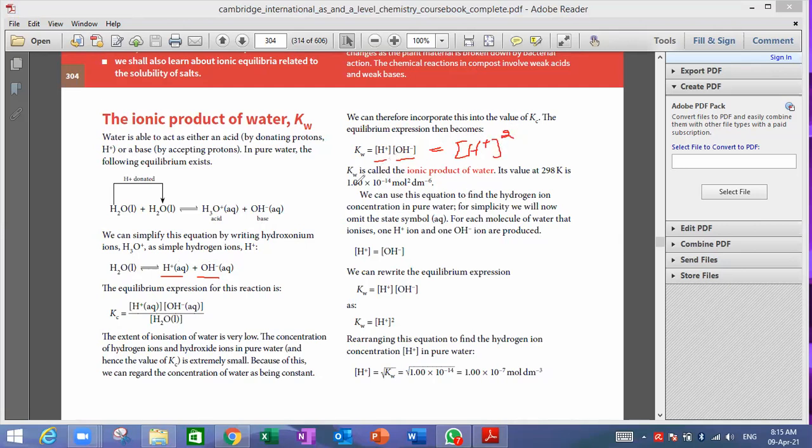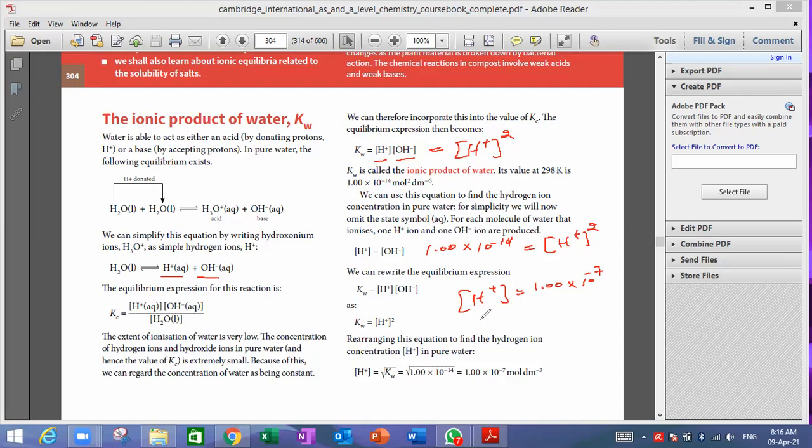Since the hydrogen ion concentration is equal to the OH ion concentration from this equation, we can remove the concentration of OH minus and put hydrogen ion instead. And so hydrogen ion times hydrogen ion will give us hydrogen ion squared. And this means that 1 times 10 to the power minus 14 equals the concentration of hydrogen ion squared. And this means that the hydrogen ion concentration equals the square root of this value, which is 1 times 10 to the power minus 7. So this is the concentration of the hydrogen ion, and also it is the concentration of the OH ions.